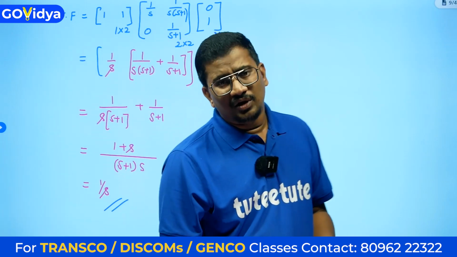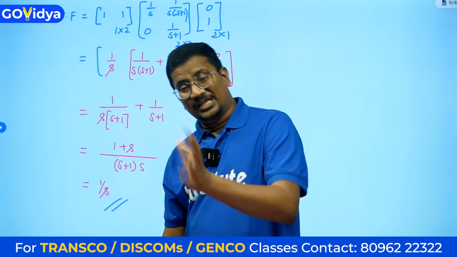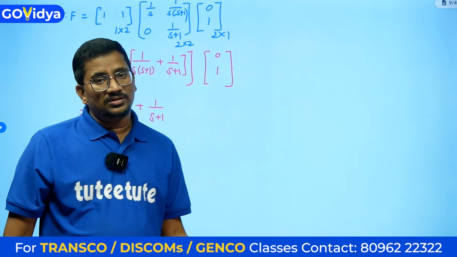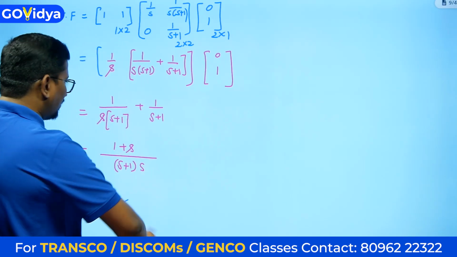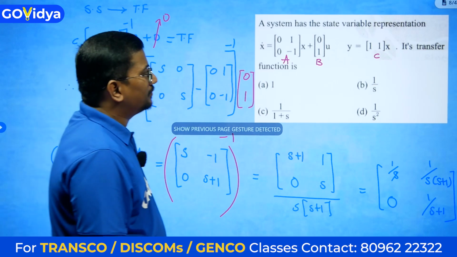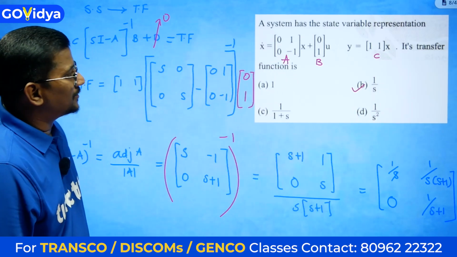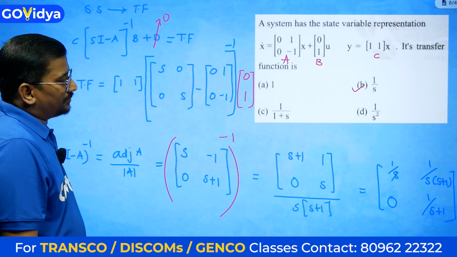Only thing is we have to know the relationship, or the transformation, between state space to transfer function and transfer function to state space. So therefore 1 by S, where is that? B. B is the correct answer. B is the correct answer. I hope you understand, right?